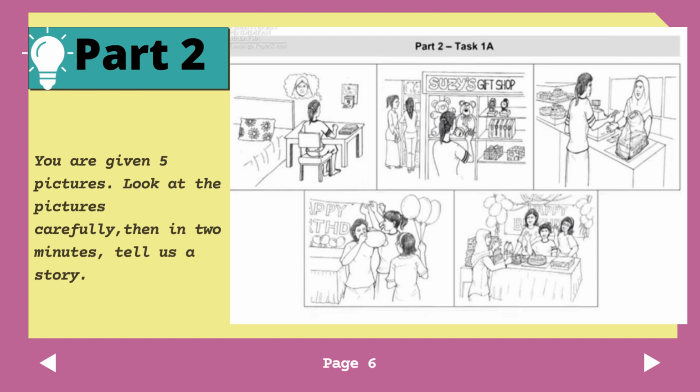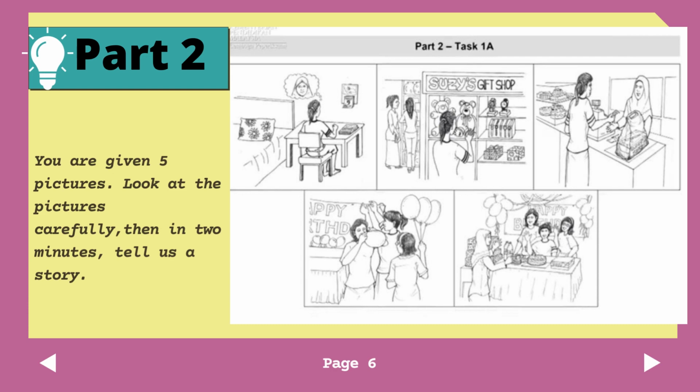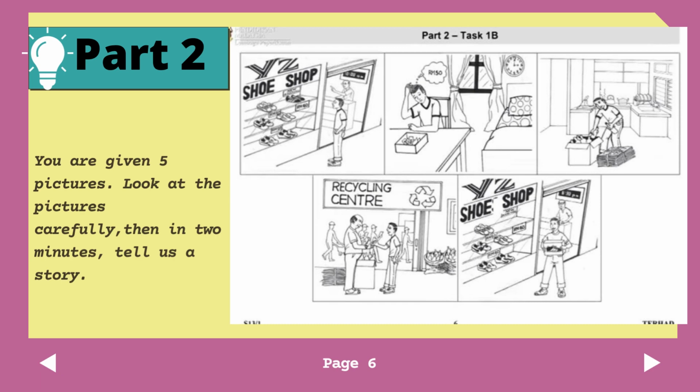Candidate A will explain about these pictures, and then candidate B will look at the pictures carefully. Then in 1 minute, candidate B will explain about the story and tell the story. So I'm going to let you choose. Either you talk about task 1A, or you talk about task 1B, but you have to choose one task only. Record and send to my Telegram.